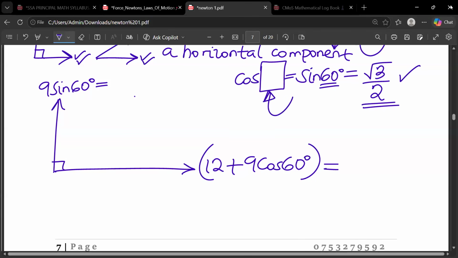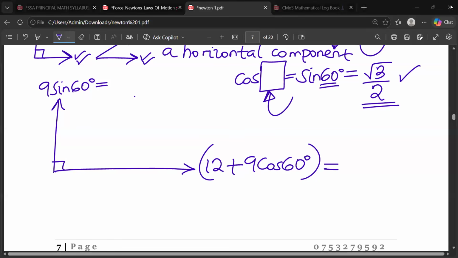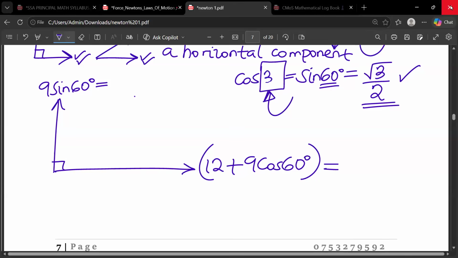You tell me in the chat. Have you gotten me? Sine 60 is root 3 over 2, and that is standard. So you tell me which angle I should attach to cos so that it is the same as sine 60, and both will give us root 3 over 2. What did I say? 30. Thank you so much. Those two angles are just supposed to be adding up to what? To 90. So those are the things you're supposed to learn.